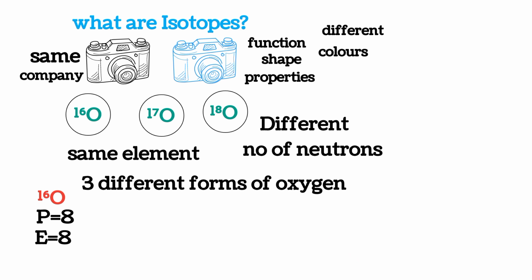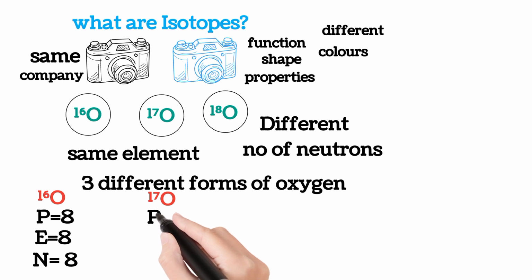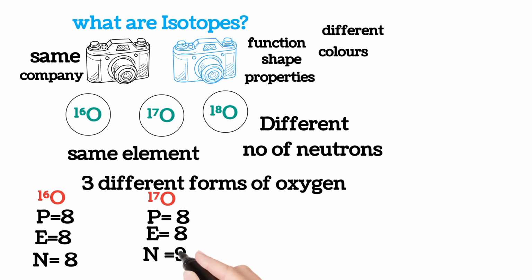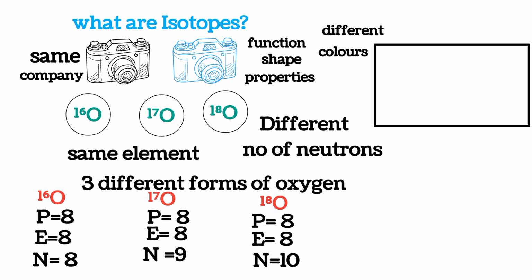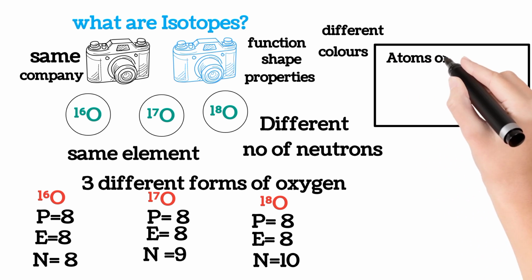Now, in oxygen 16, we have 8 protons, 8 electrons, and 8 neutrons. In oxygen 17, we have 8 protons, 8 electrons, and 9 neutrons. In oxygen 18, we have 8 protons, 8 electrons, and 10 neutrons. You can see that in all these three atoms of oxygen, the number of protons and electrons are the same. The only difference is the number of neutrons.